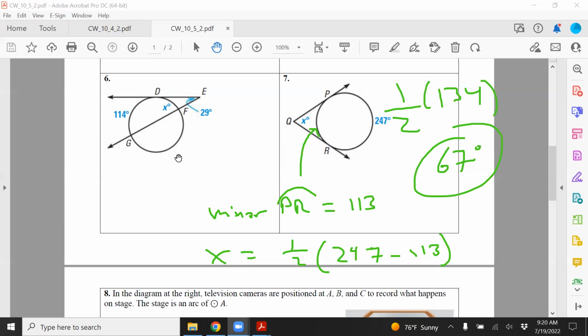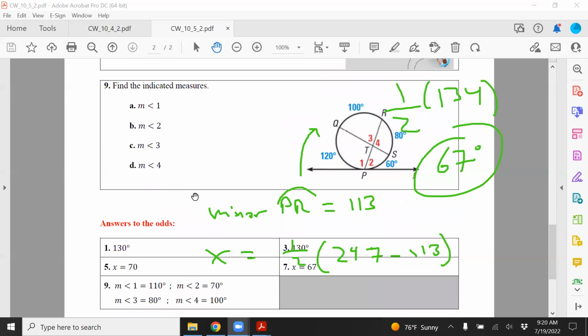Yeah, feel free to make corrections. These are all for your reference. And obviously, submit homework if you haven't. Okay, we're good? Okay, cool. Let's keep moving. And then finally for number 9, find indicated measures.